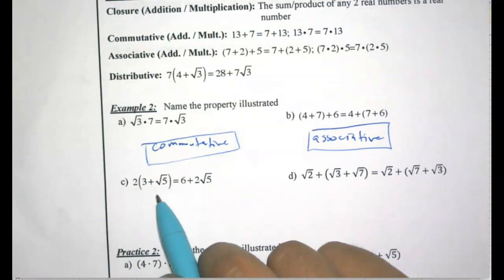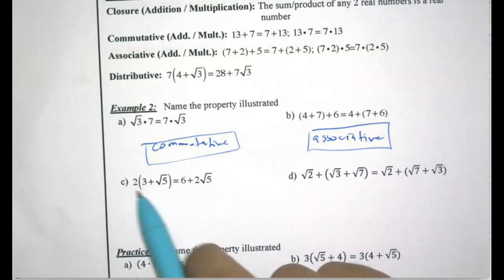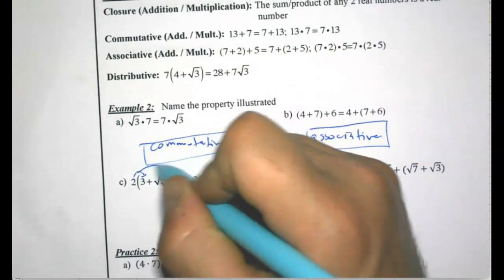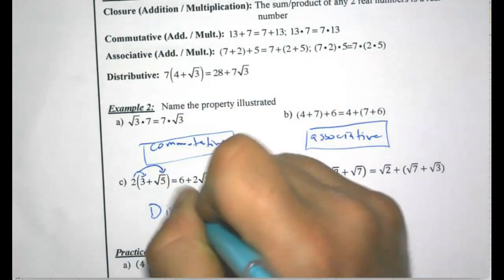Here we can see that 2 is outside of parentheses and it's 3 plus radical 5, and 2 times 3 is 6, 2 times radical 5 is 2 radical 5. All that happened really here is distributing, so of course distributive property is the property that's taking place.